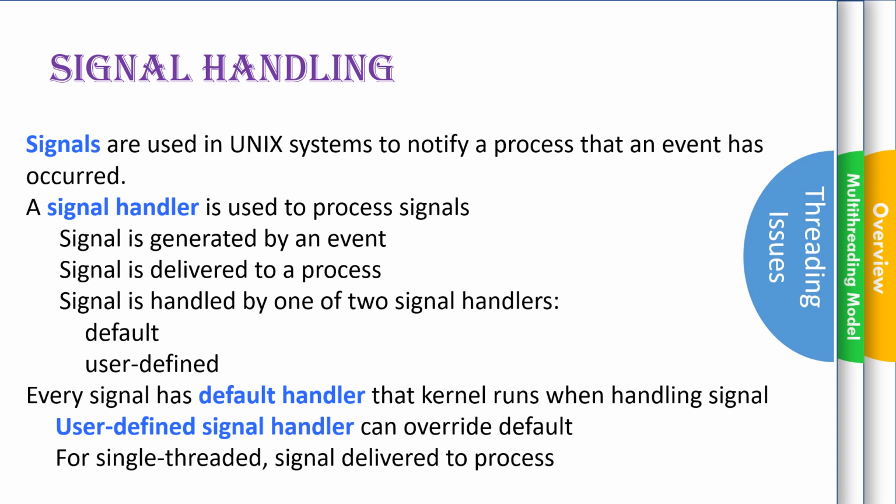A signal is handled by one of two signal handlers. It can be the default or it can be user defined. Every signal has a default handler that the kernel runs when handling the signal, and user defined signal handlers can override the default signal handler. For a single threaded process, the signal is delivered to the process.